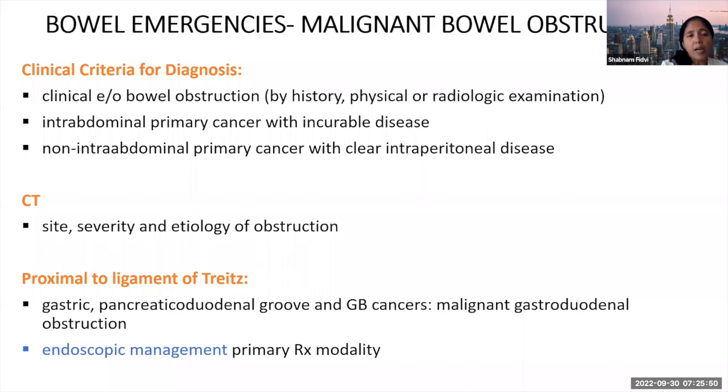This is because obstructions proximal to the ligament of Treitz are predominantly treated with endoscopic management, and these are malignant gastroduodenal obstruction, either due to gastric, pancreatic, or duodenal groove, or gallbladder cancers. I'm going to show you a couple of examples.